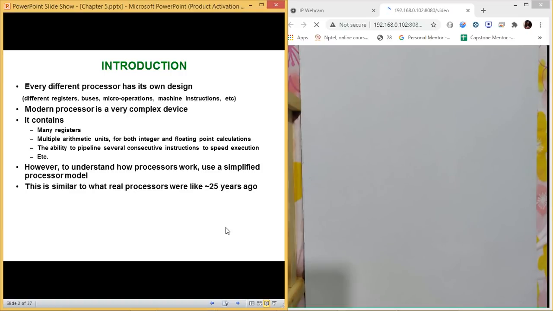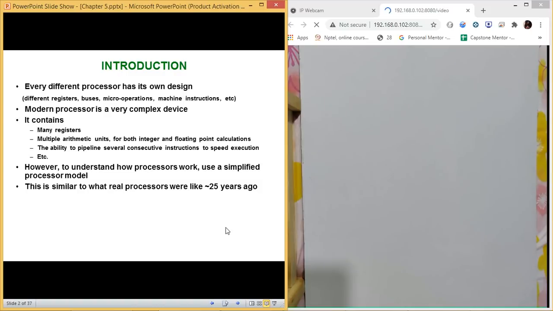We are also going to discuss what a common bus system is, how the computer actually performs computations, and how the registers are connected with each other. So that is what we are going to cover in this chapter.